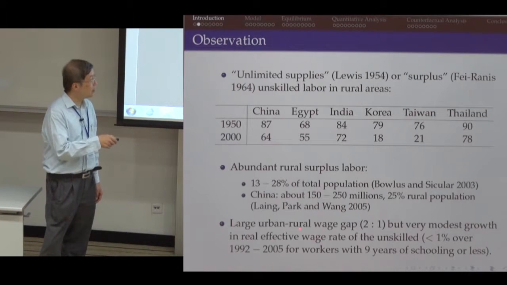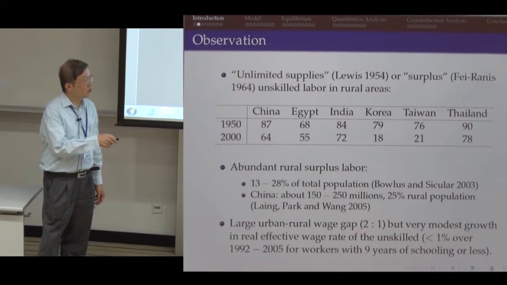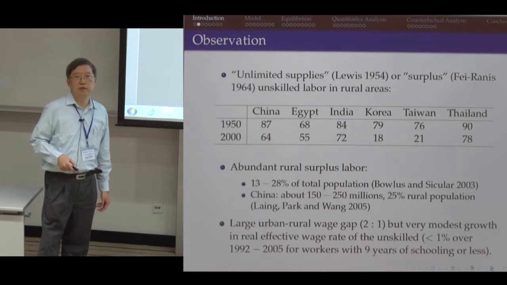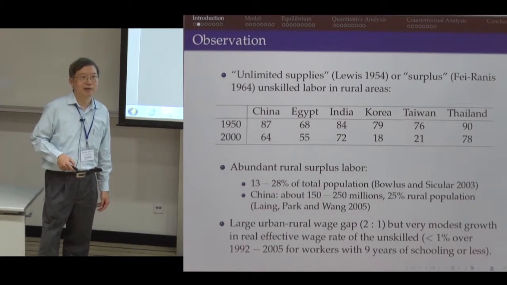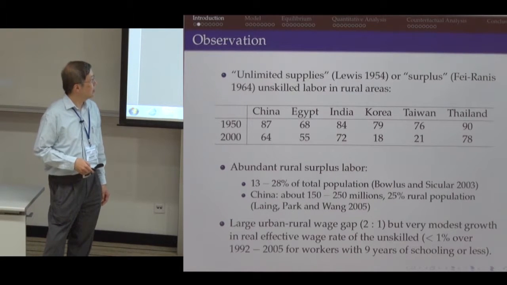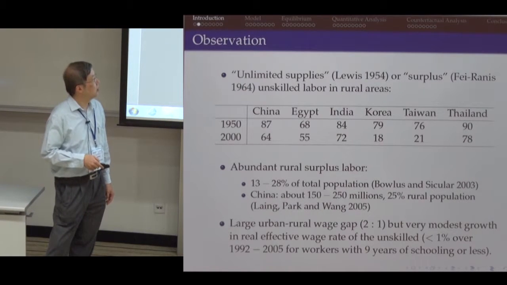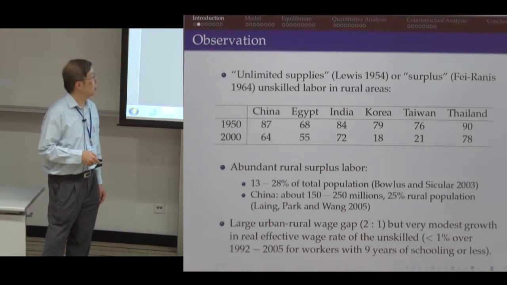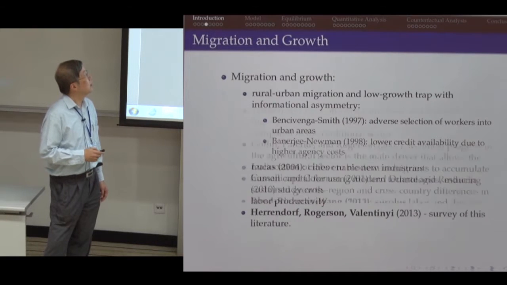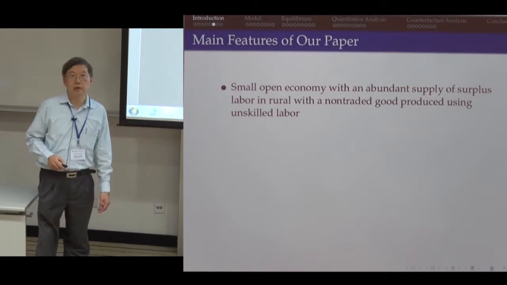There's a large urban-to-rural wage gap. This is almost like a magic number. This 2-to-1 ratio holds largely for over 10 developing countries, including India and China. It's almost like a magic number, right? And we didn't see much wage growth within the sample we have studied here, which is before the financial crisis. I don't want to go through the literature, but here I want to quickly talk about this particular paper.